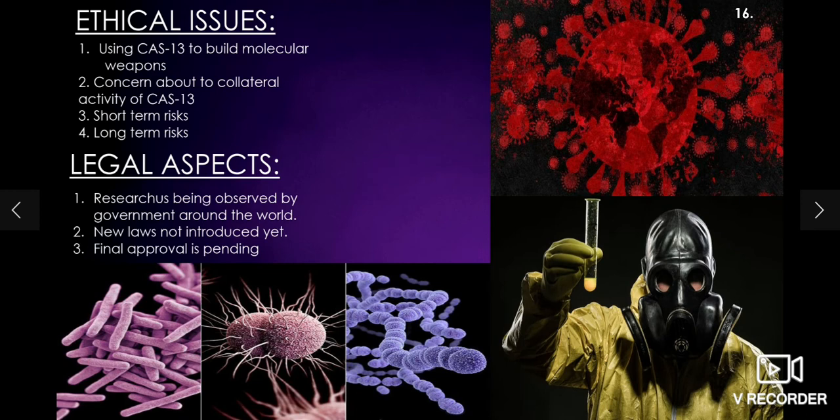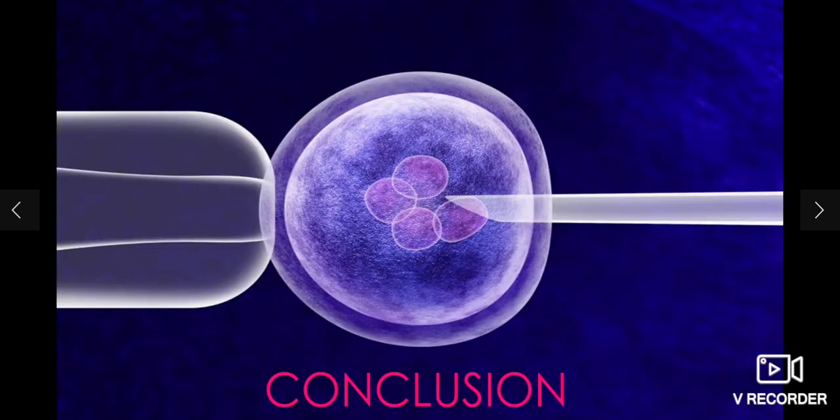Coming to the ethical issues, as there is no involvement of animals and humans in the development of SHERLOCK, there are not many ethical concerns. Though Cas13's collateral activity is a matter of concern, as it can be used to develop molecular weapons, it is not directly related to SHERLOCK. Coming to the legal issues, governments around the world are monitoring the ongoing research and luckily there are no legal concerns reported yet.